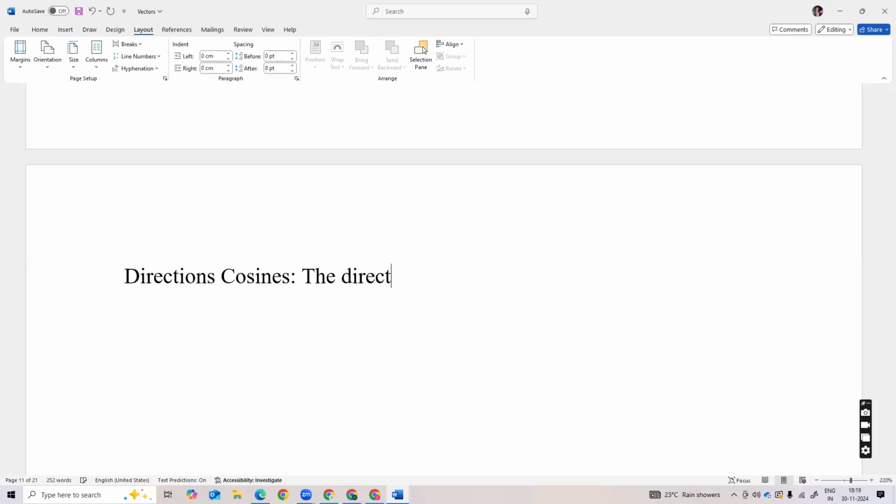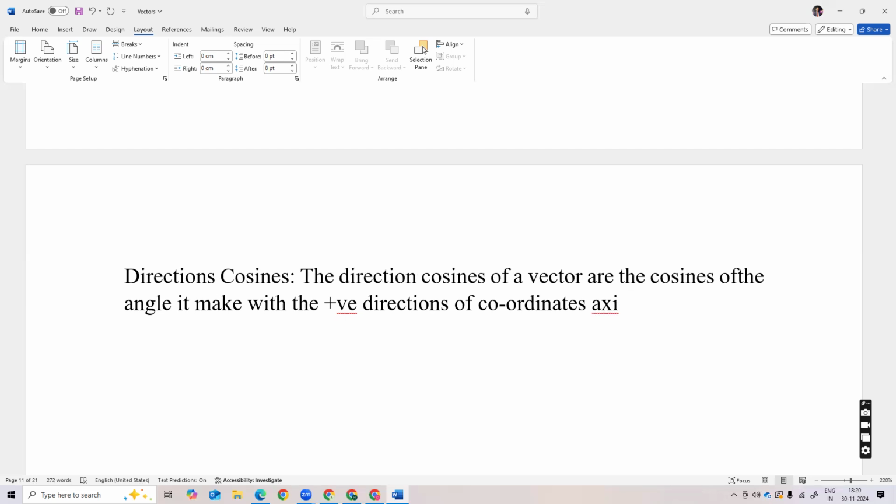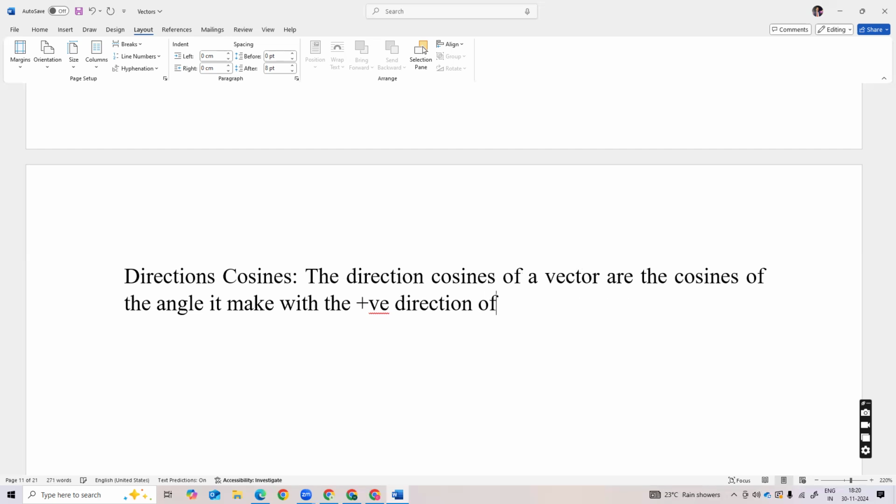The direction cosines of a vector are the cosines of the angles it makes with the positive direction of the coordinate axes.